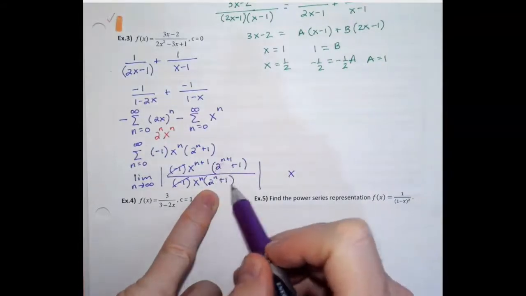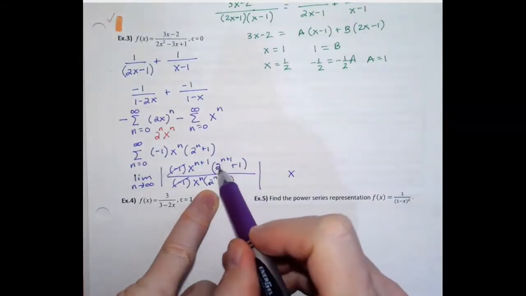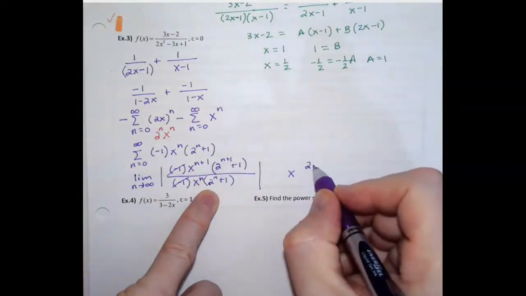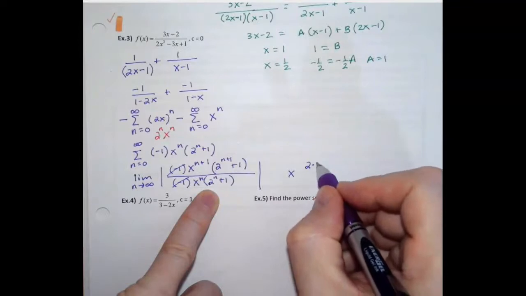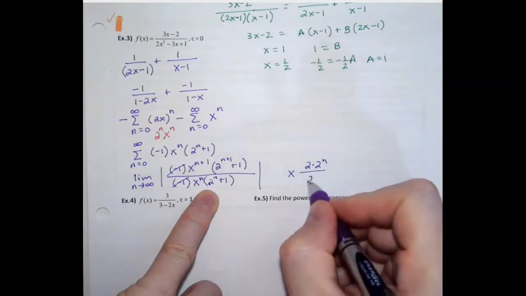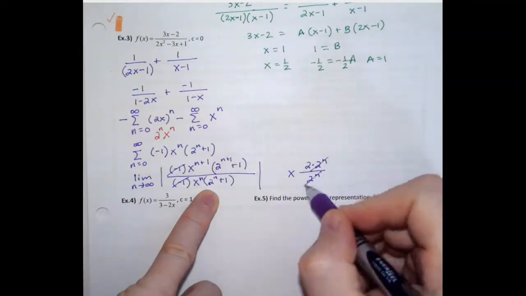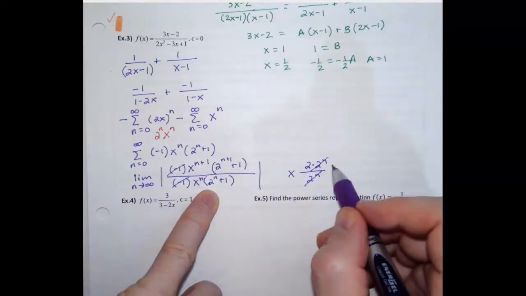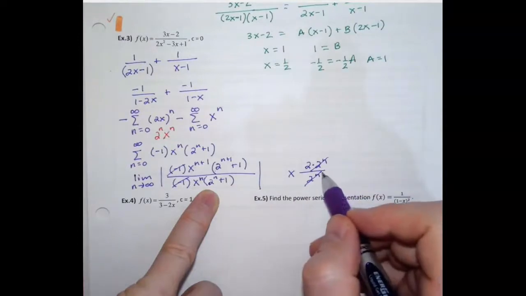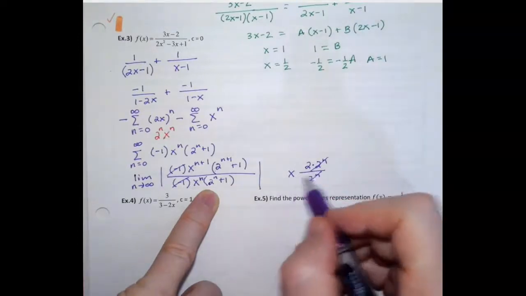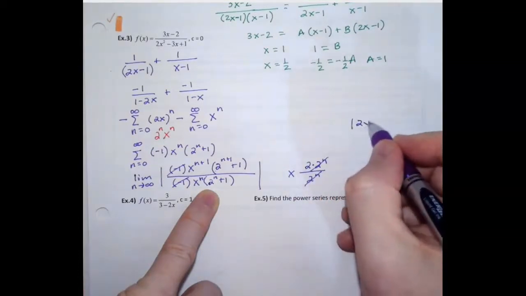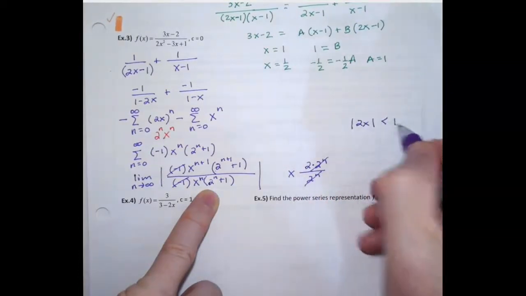as n approaches infinity, these plus 1s aren't really going to matter. So if we focus on that, we would have 2 times 2 to the n over 2 to the n, and that will cancel at infinity. Like I said, the plus 1s won't really matter. And so we've got this down to 2x. So we've got the absolute value of 2x is less than 1.